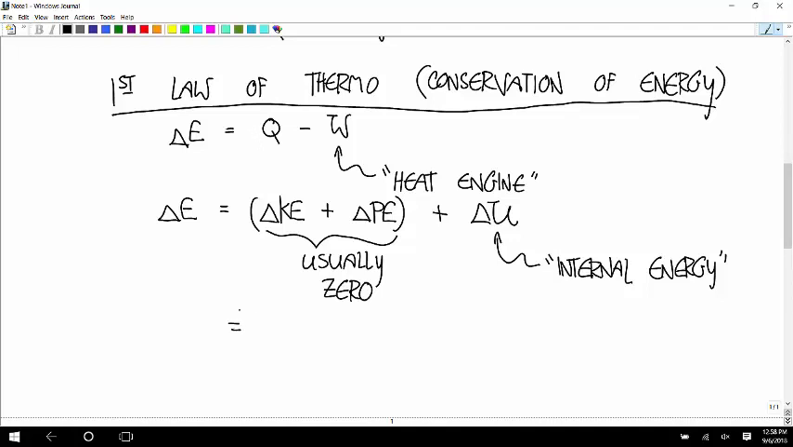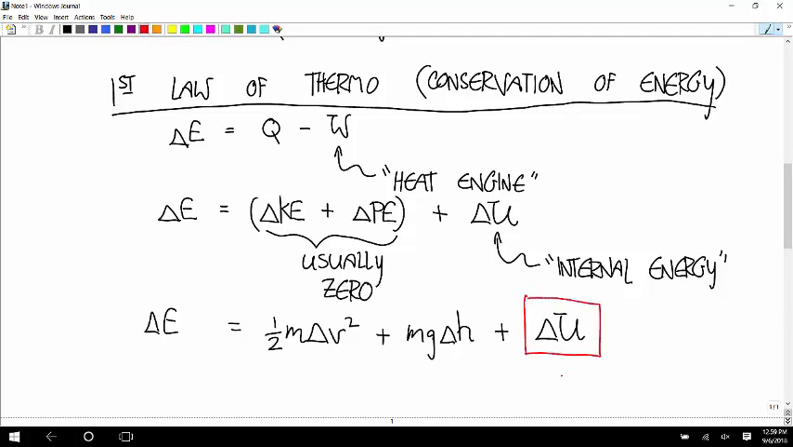We can expand these more. So the change in energy is equal to 1/2 times the mass times the change in the speed squared, plus mg times the change in the height, plus, for now, this is just a change in internal energy. But in specific cases, we'll be able to calculate this later.